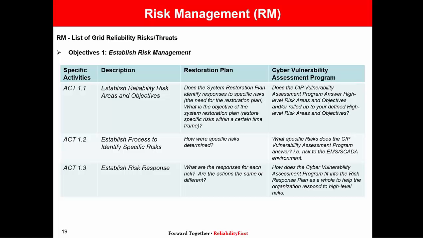So this is essentially how do you respond to those different types of risks? What are some of the things you're doing to help mitigate or respond to the high-level risks that were identified in Act 1.1?